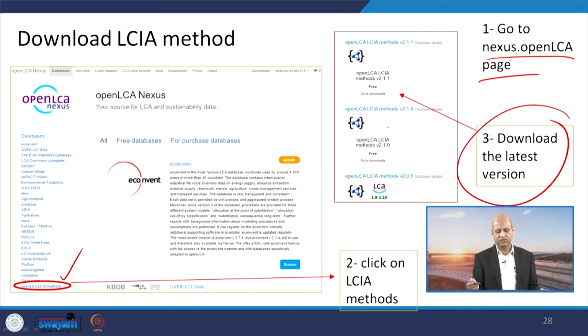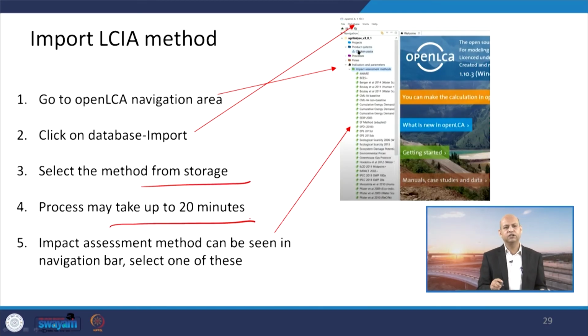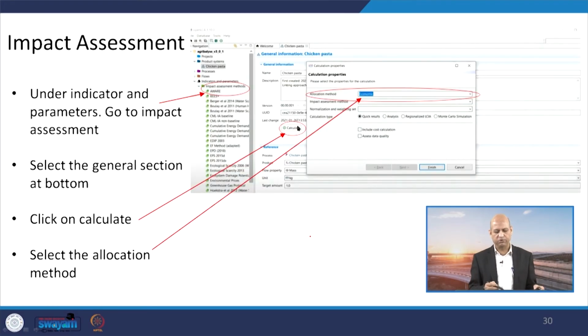So, basically this is another module of the openLCA, and then you click the LCIA methods. You see this navigation area again here. The database import is there, which you have already processed, then the method from the storage, and the process may take around 20 minutes when you choose this. The impact assessment method can be seen in the navigation bar. According to your requirements, you select the one from these available options.